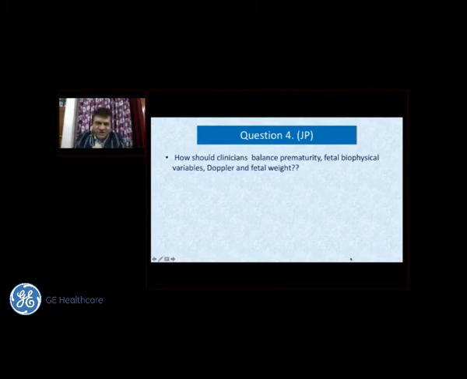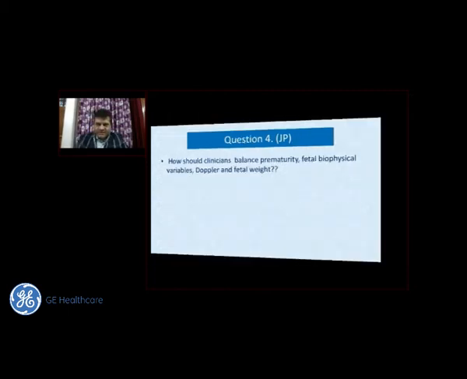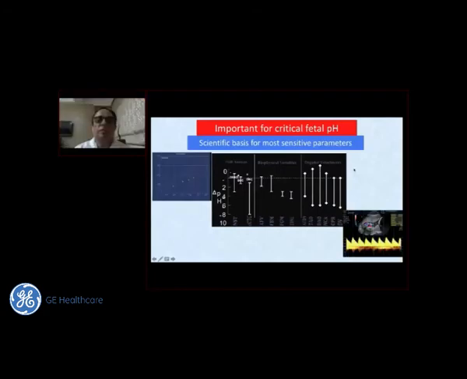So, Dr. Jimit, how should clinicians balance prematurity, the fetal biophysical variables, the Dopplers, the fetal weight, and how it's going, and all of that? So our main objective is to make sure that the perinatal outcome is very good. We want to make sure there is no fetal hypoxia which sets in later on, and hence strict surveillance is very, very important in this particular case.